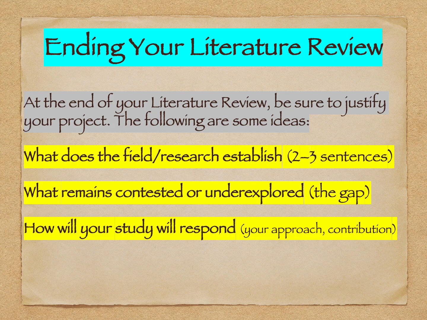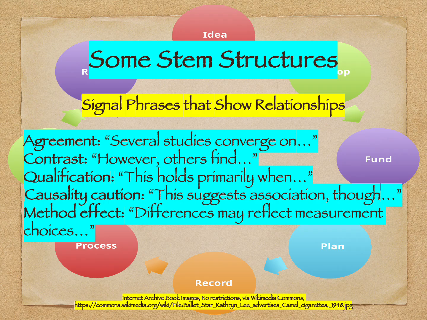Here are a couple of stem structures, in case, when you're beginning that conversation, a couple of phrasings that might help you. So if there's agreement, you say, several studies converge on. If they disagree, then you say, however, others find. And this is going to help you avoid the summary aspect. If you're qualifying, that means that you're kind of reinforcing, so to speak, right? This holds primarily when, right?